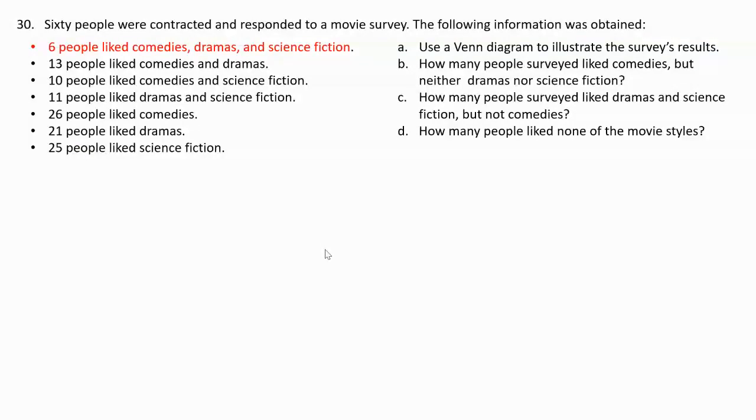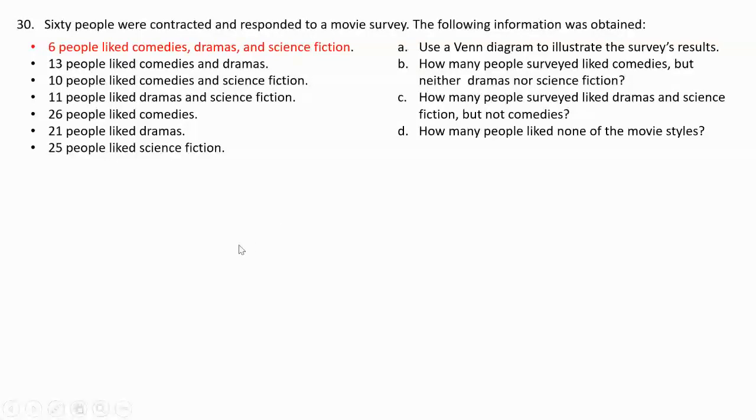It says 60 people were contacted and responded to a movie survey. The following information was obtained. 6 people like comedies, dramas, and science fiction. 13 people like comedies and dramas. 10 people like comedies and science fiction. And 11 people like dramas and science fiction. 26 people like comedies, 21 people like dramas, and 25 people like science fiction. So for part A, they want you to use a Venn diagram to illustrate the survey's results.